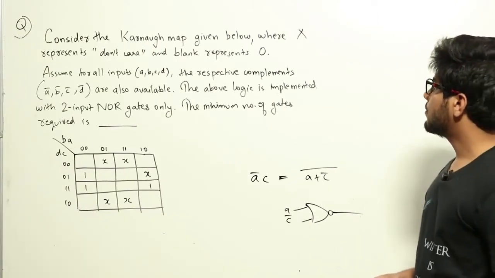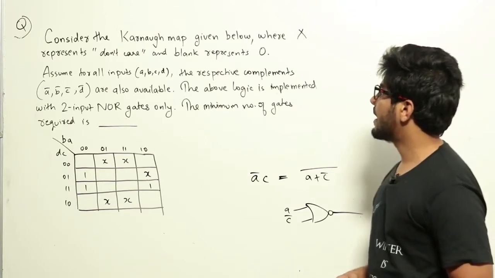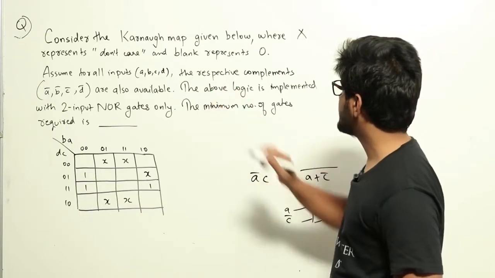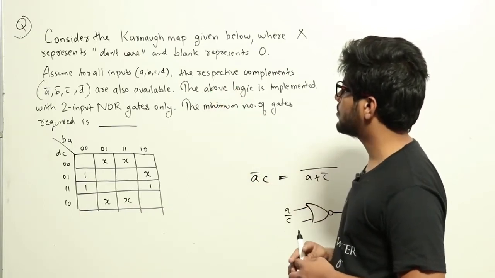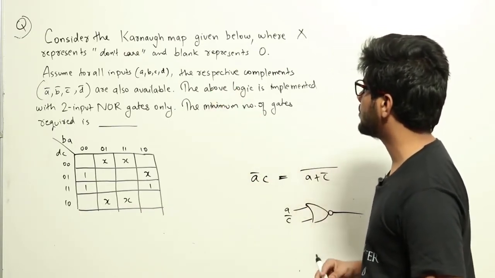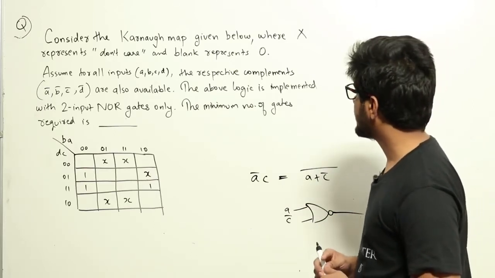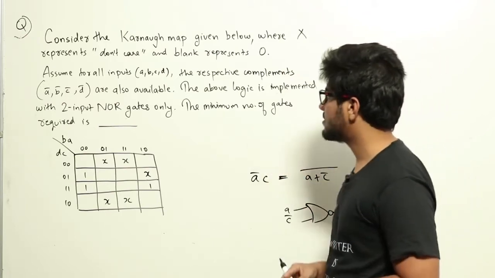Consider the K-map given below, where X represents don't care and blank represents 0. Assume for all inputs A, B, C, D, the respective complements A complement, B complement, C complement, D complement are also available. The above logic is implemented with two input NOR gates only. Then the minimum number of gates required is dash.